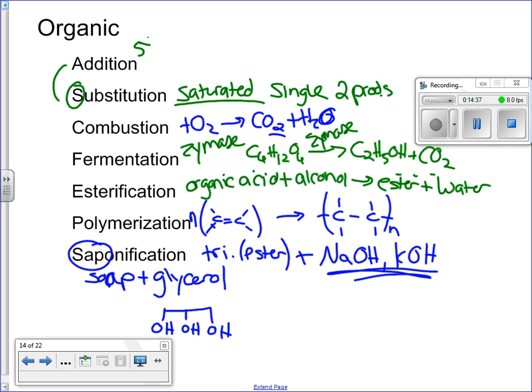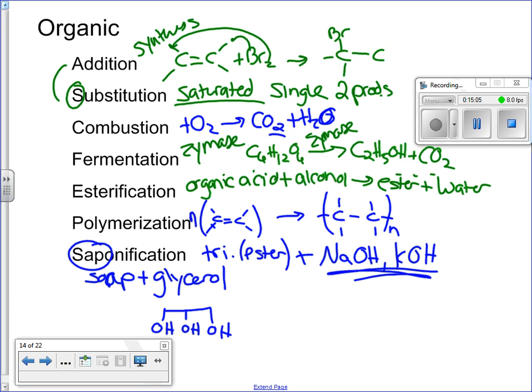Addition is the same as a synthesis reaction. You start with an unsaturated hydrocarbon. Saturated is substitution. Plus a halide. You don't substitute anything. You actually add the bromines to each carbon. So each carbon now looks like this, with a bromine and a bromine. Okay? Each carbon now looks like that.